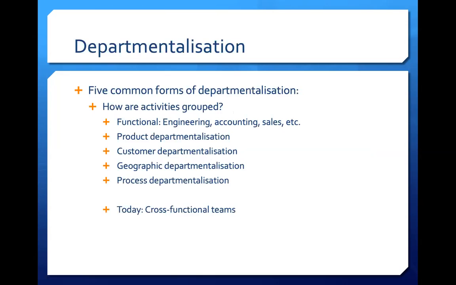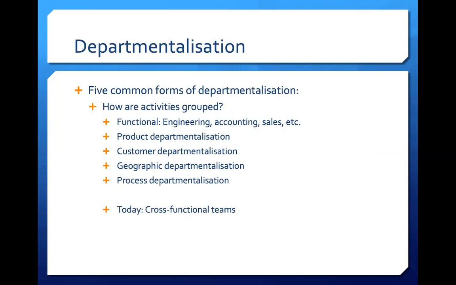Right. Now the next one is departmentalization. There are 5 common forms of departmentalization, which is basically about grouping the activities. In the previous one, we listed down the number of work activities so we can get someone to specialize on something. Here we group these activities. Now, how do we group them?